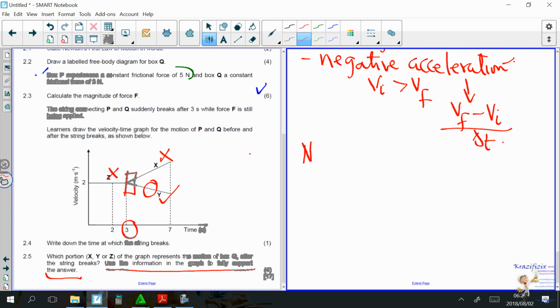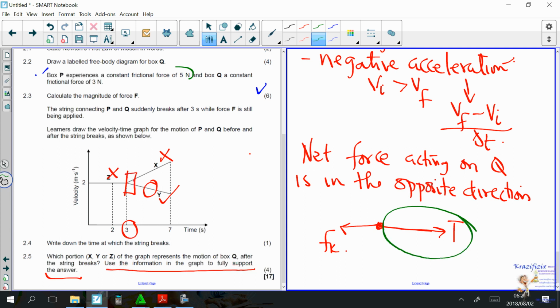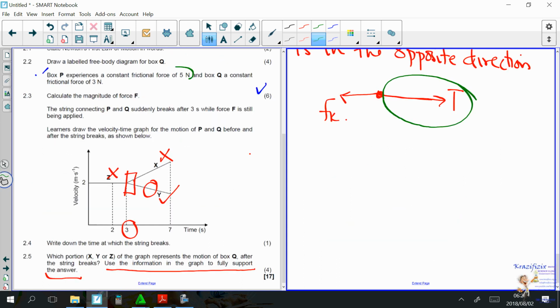And number 3, because it's 4 marks, we can also now say that this is because the net force acting on Q is in the opposite direction. Why are we saying it's in the opposite direction? Guys, you do have this. You have Fx on Q. On Q we have tension this way, and we have friction. Now, if the string snaps or breaks, what happens? Tension is no longer there. So our new diagram will just be this.